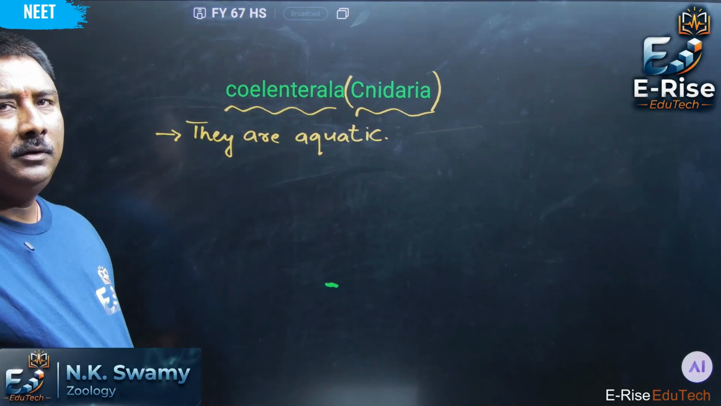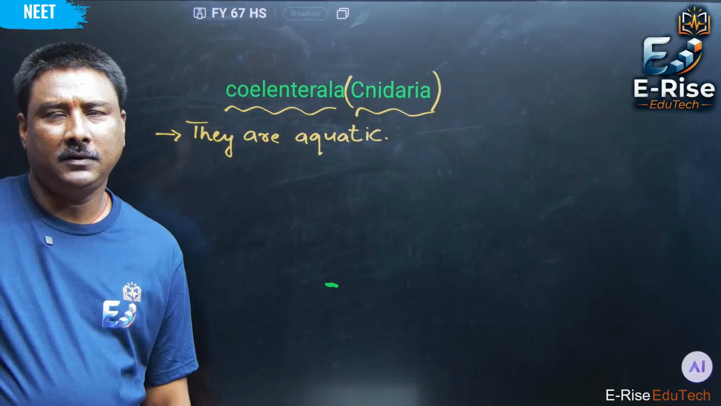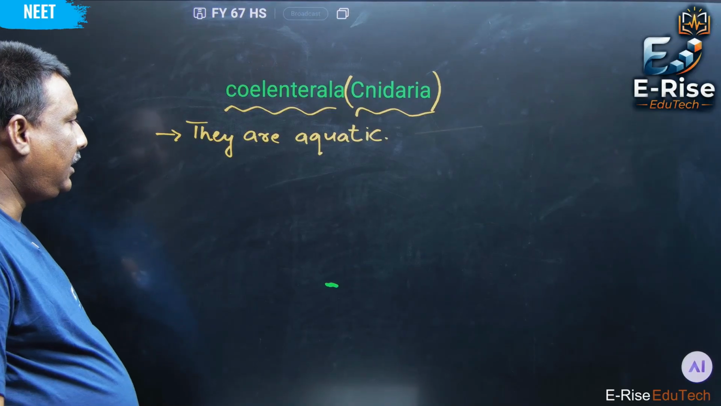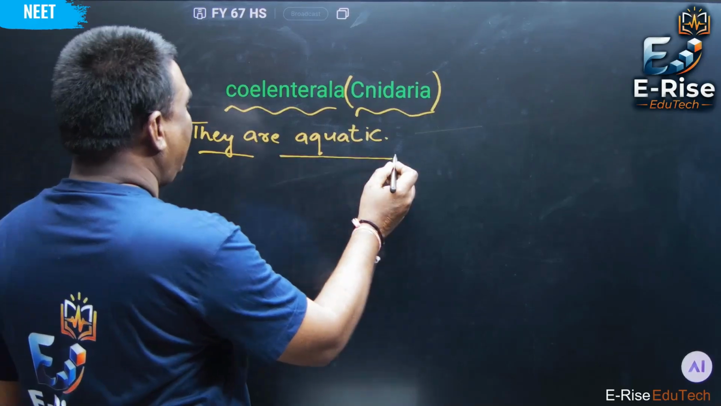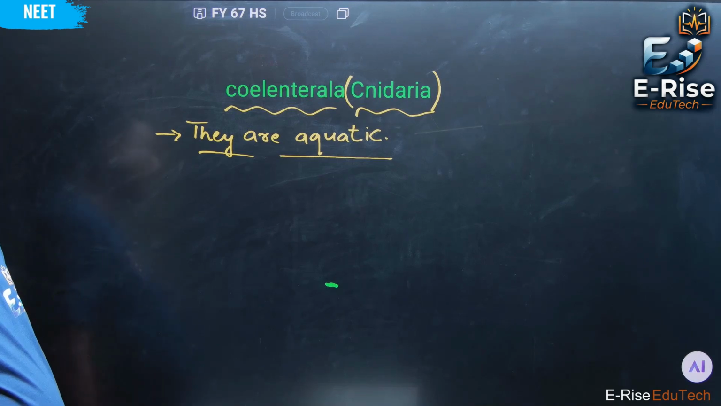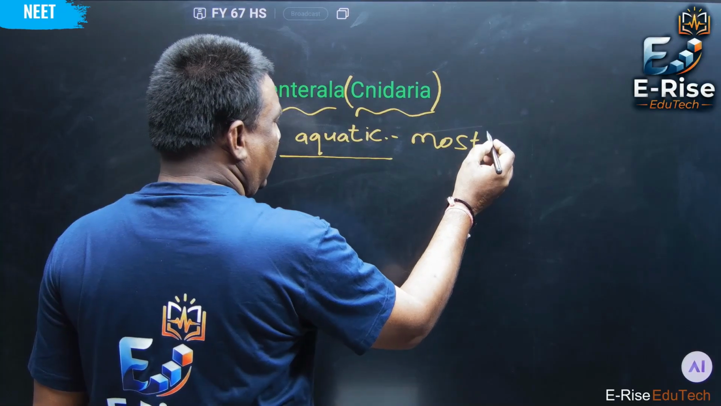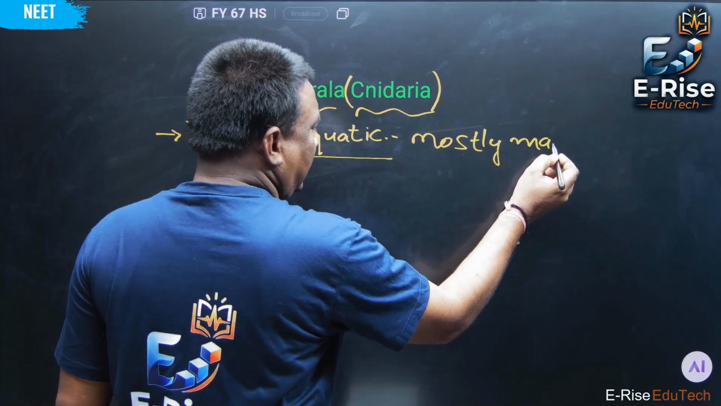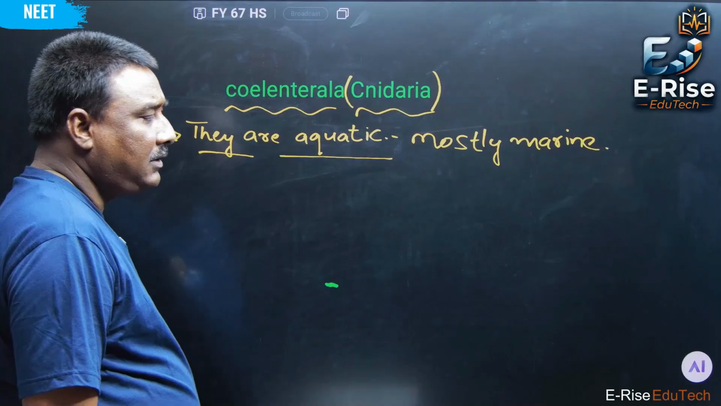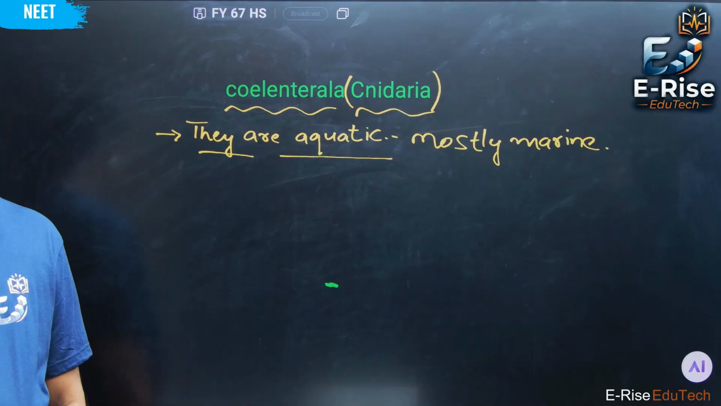Good morning, students. Today we are going to discuss the Cnidaria phylum. That is another phylum in the invertebrate phyla. In Cnidaria, the living organisms are mostly aquatic forms, mostly marine. Mostly marine means a major part of these organisms live in marine water. Some of them live in fresh water, right?